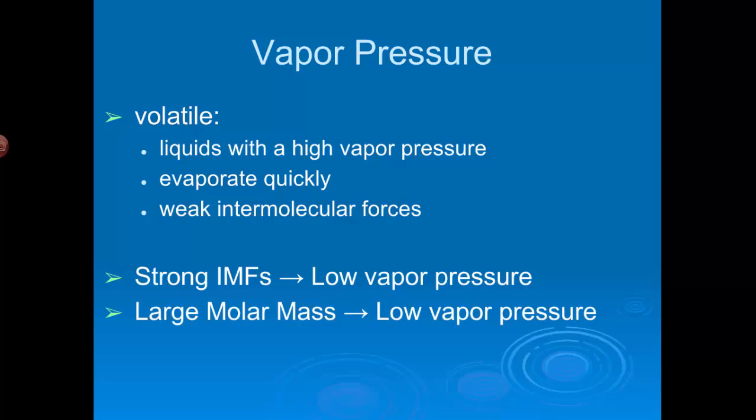The larger the molar mass, the lower the vapor pressure. Why would molar mass have anything to do with this? Well, the short answer is that the bigger the molecule is, the more energy it takes to move around to turn it into a gas. So the bigger the molecule is, the fewer of those molecules will actually get out of the liquid, and you'll have fewer particles in the vapor, and you'll therefore have a lower vapor pressure.